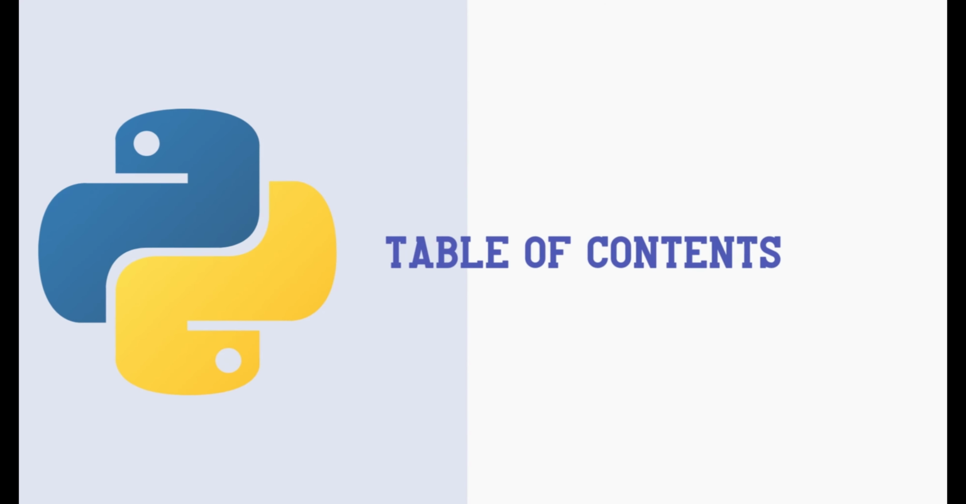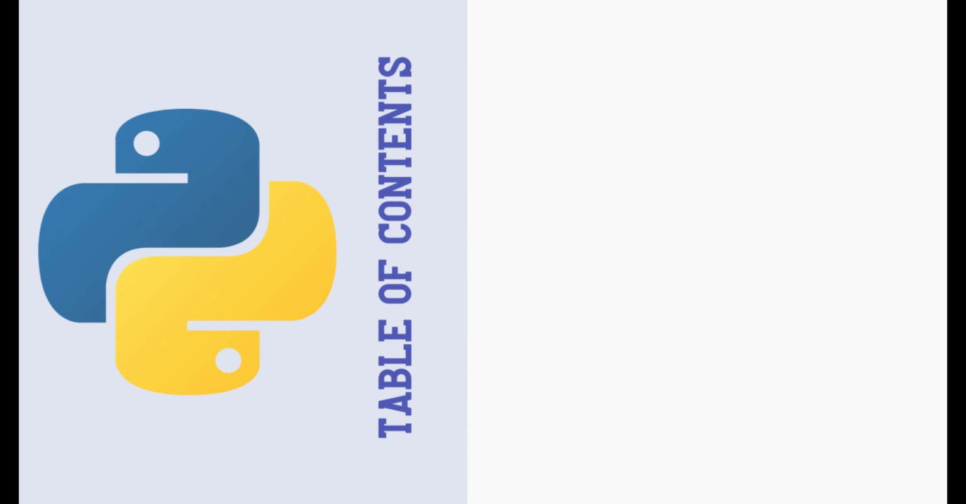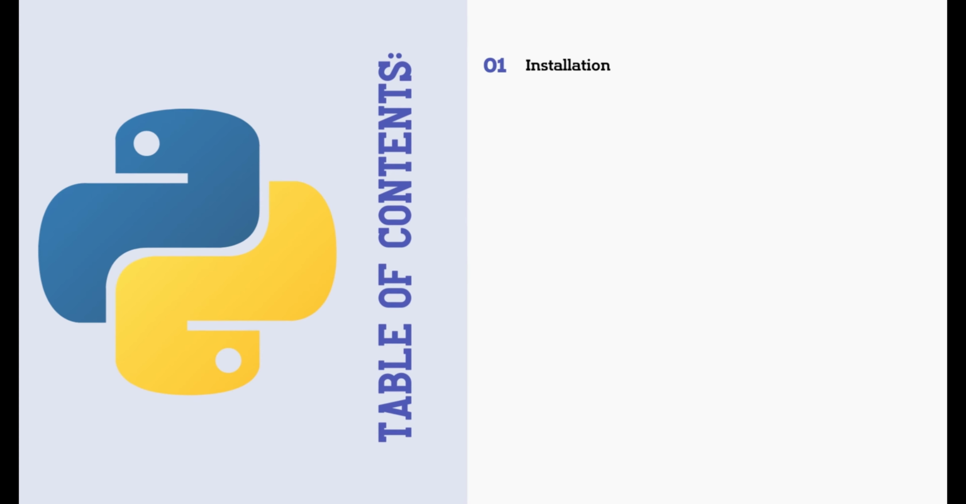Here's a quick overview of what we'll be covering. 1. Installation. We'll kick things off by installing Python on your machine, making sure you're all set to start coding. 2. Basic commands. We'll explore the basic building blocks of Python syntax, from printing hello, world, to understanding variables and data types. 3. Intro to Jupyter Notebook. I'll introduce you to the fantastic world of Jupyter Notebook, an interactive environment perfect for experimenting with code and data.